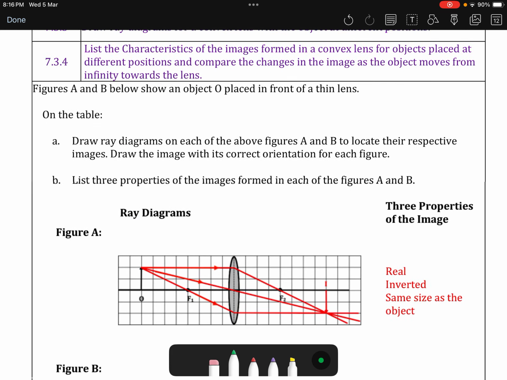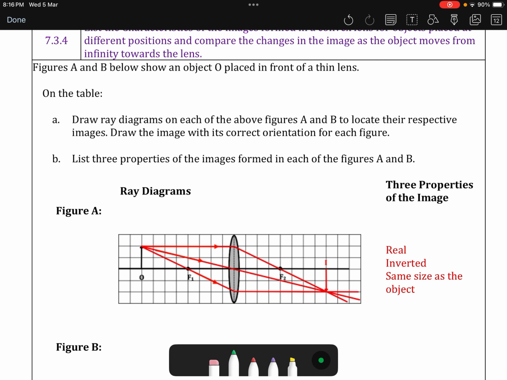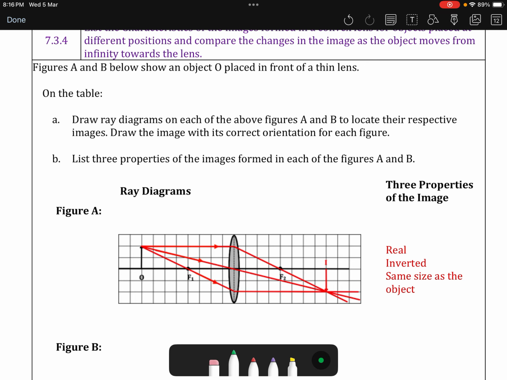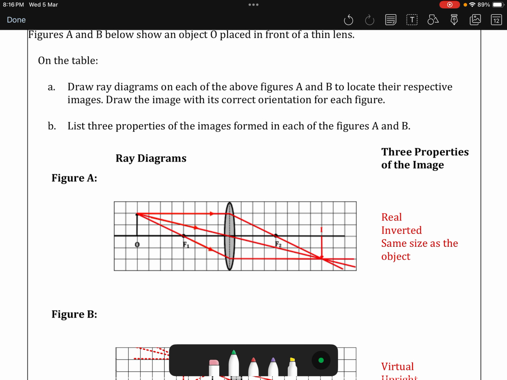Next question is actually one that I know you are worried about, this type of question. Actually, don't worry, it's easy. We just need to understand three rays. That's it. First is how to draw. The question is how to draw the image.